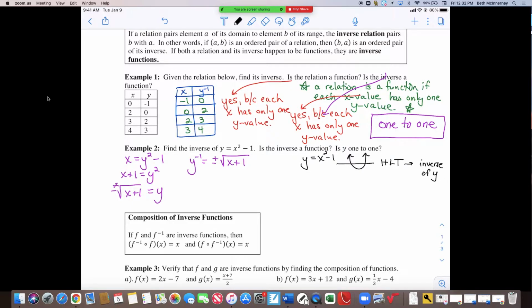So, I would say, is the inverse a function? No, because it fails the horizontal line test. So, is it 1-to-1? No. The inverse has to be a function. No, the inverse is not a function.